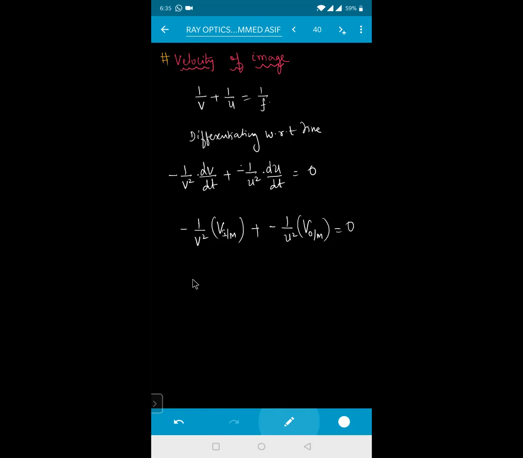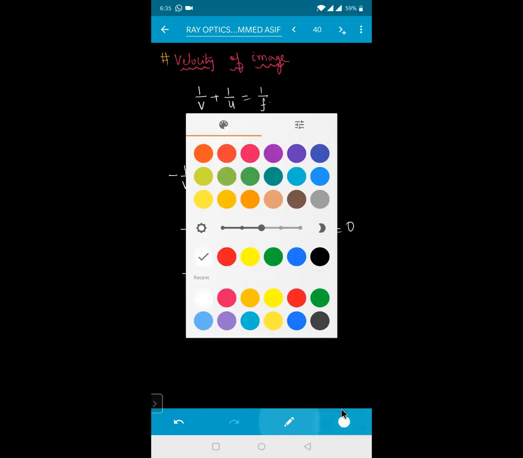That will be equal to 0. So I can write here the velocity of the image with respect to the mirror will be equal to minus V square divided by U square into the velocity of the object with respect to the mirror. So this is our standard formula which you need to remember.